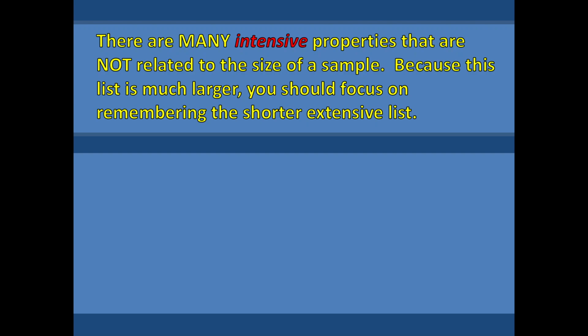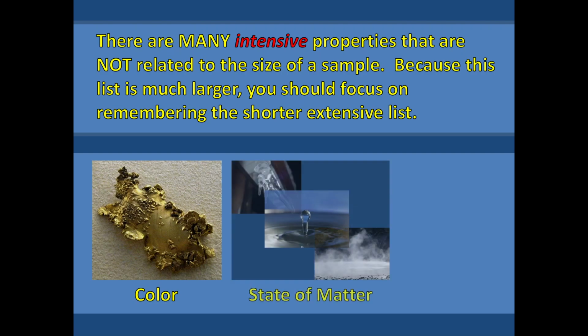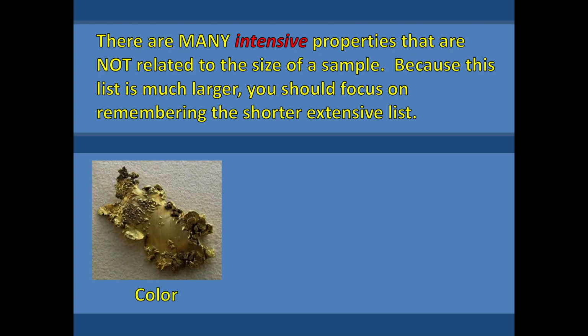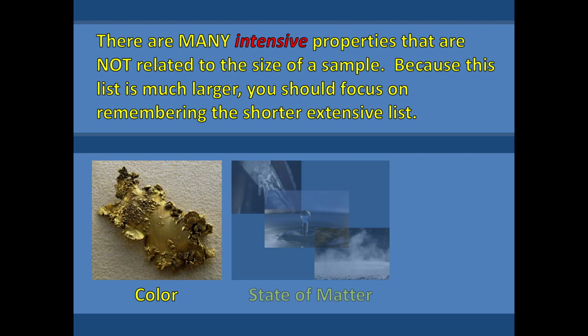There are several intensive properties that are not related to the size of a sample. Because this list is much larger, you should focus on remembering the extensive list. So an intensive property is something that doesn't change when you change the mass of something. Color. So a gold bar has a gold color to it. If you cut it in half, it still looks golden colored.